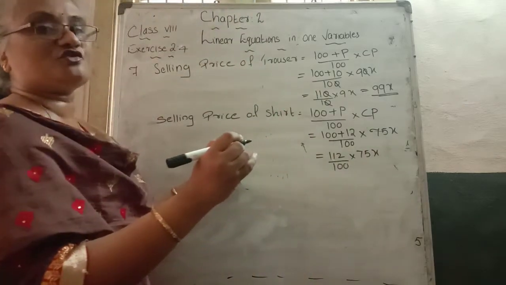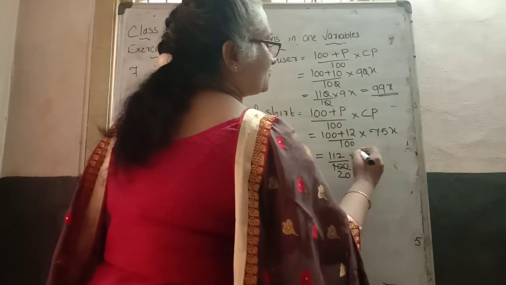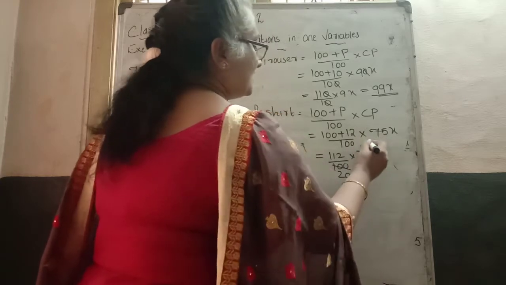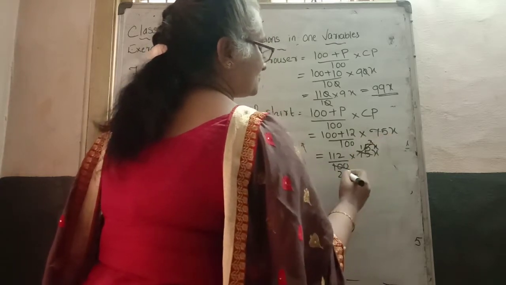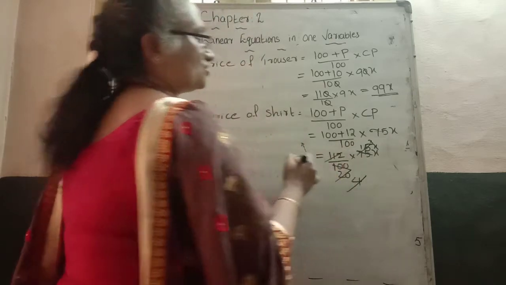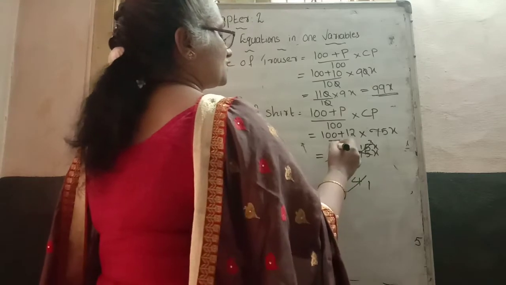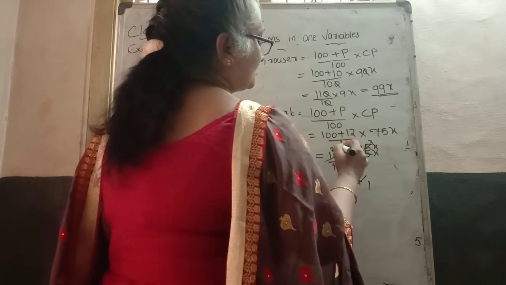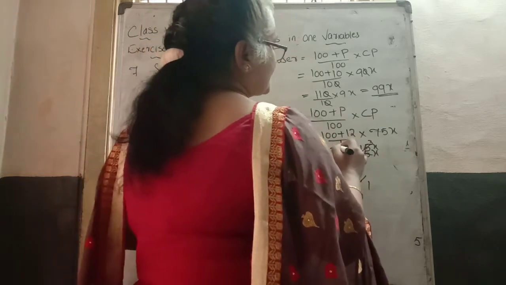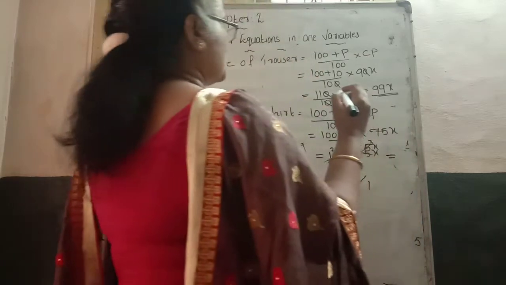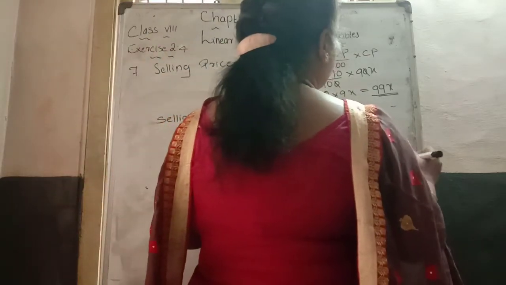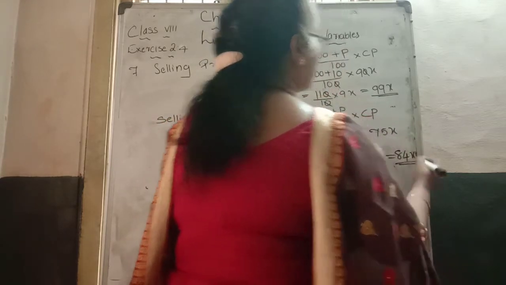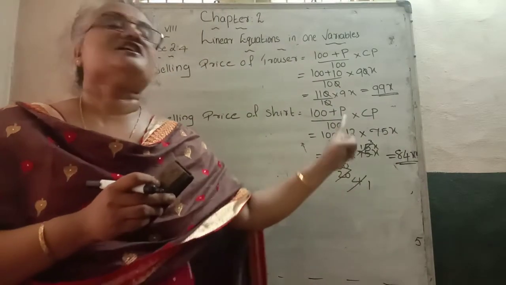Which table? The 5 table is used to cancel. 5 times 20 is 100, and 5 times 15 is 75, leaving 15x. Again, 5 times 3 is 15, and 5 times 24 is 120. 4 and 112 cancel: 4 times 1, and 4 times 28 is 112. 28 times 3 is 84. So 84x is the answer. That's why 84x is the selling price of the shirt.